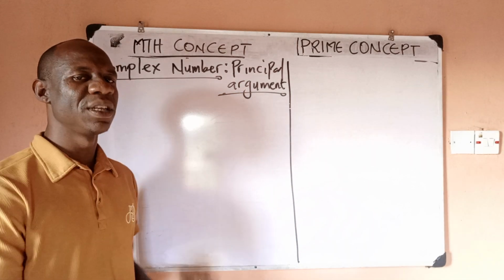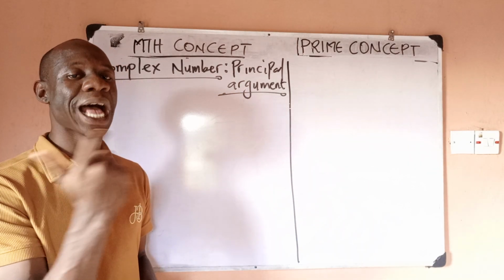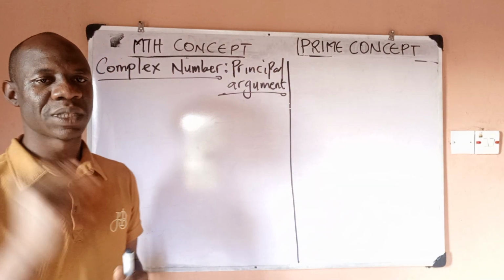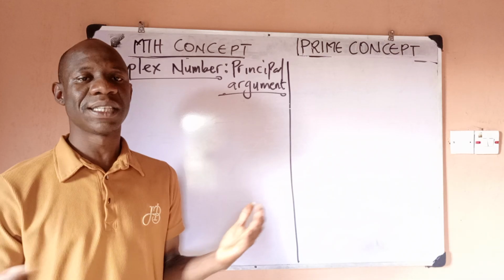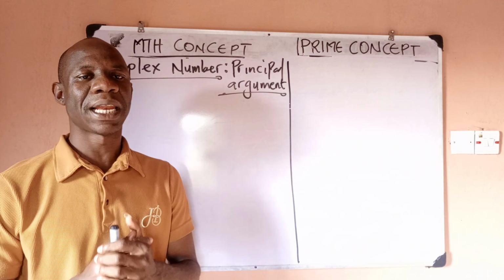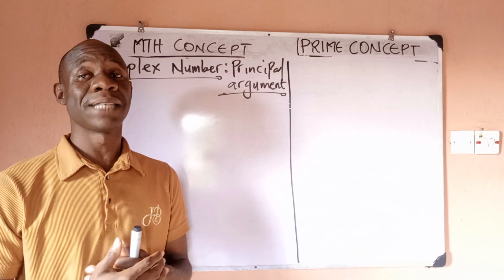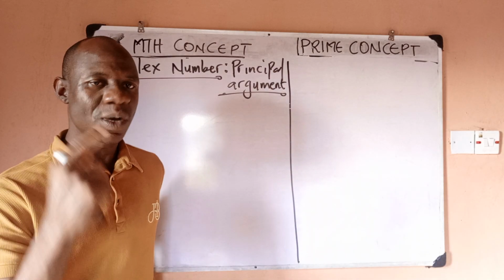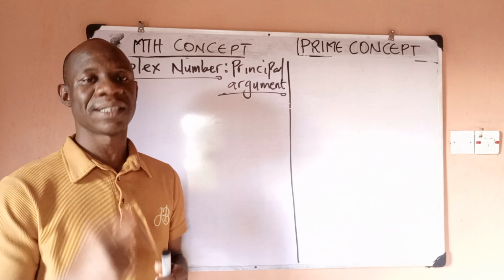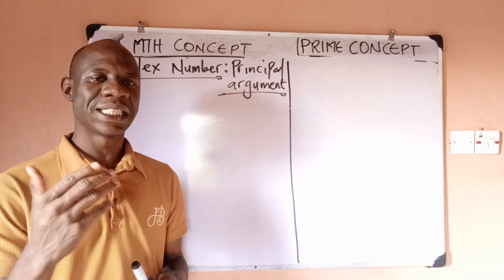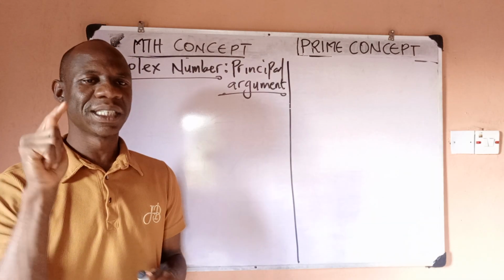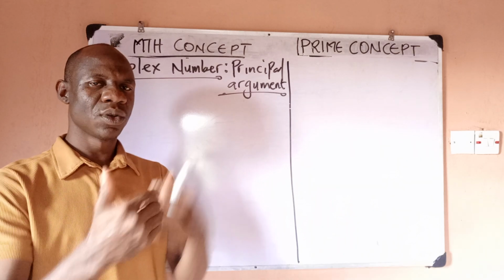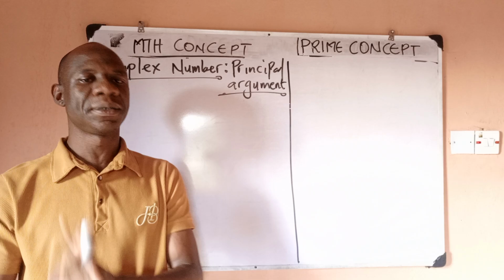Now remember, we've established that argument simply means angle in complex number. And we earlier said that we have two types of argument, the ordinary argument and the principal argument. The ordinary argument can be so many, you can have so many values for the ordinary argument. When you talk about ordinary argument, you will notice that in trigonometry, there are different angles that can give you the same result when you evaluate them using cos or sine. So those different possible angles are ordinary arguments.